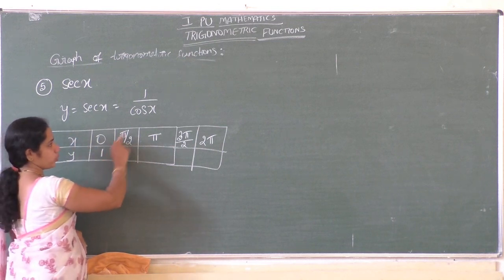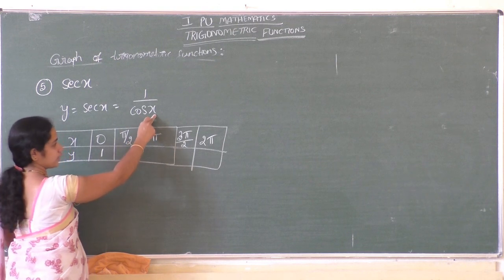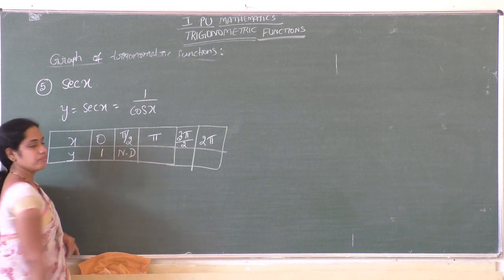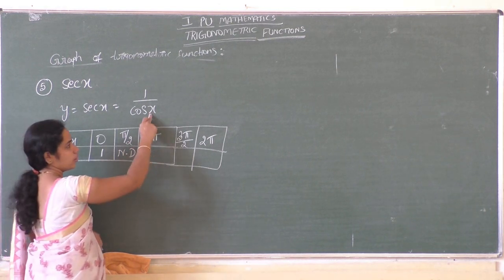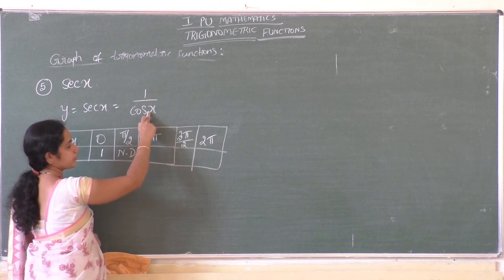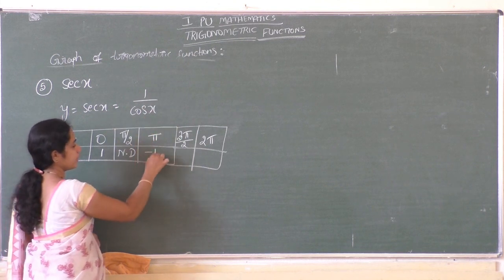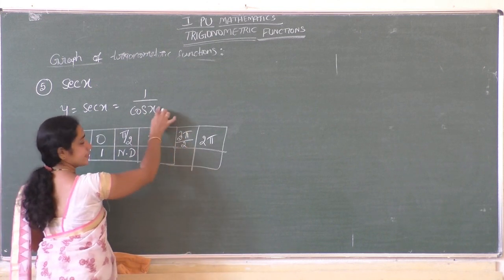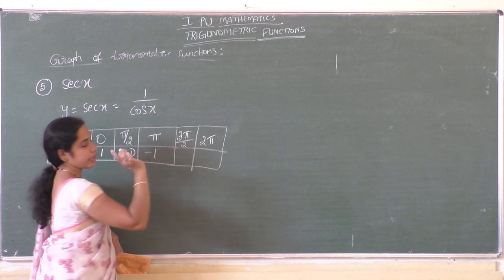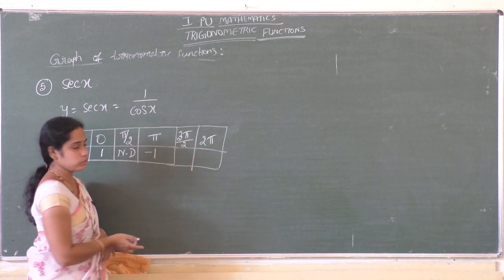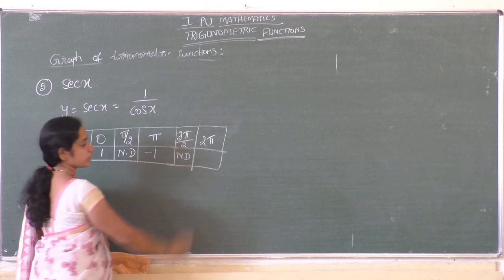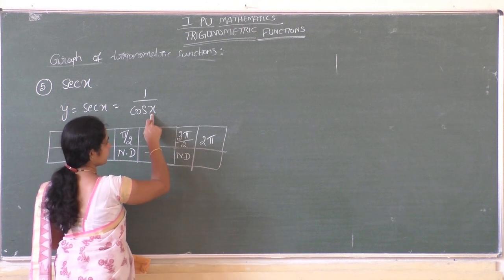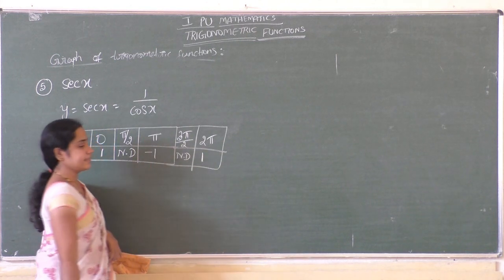If x is pi by 2, cos pi by 2 is 0, 1 by 0 is not defined. Cos pi is minus 1, 1 by minus 1 is minus 1, so secant pi is minus 1. Secant 3 pi by 2, again an odd multiple of pi by 2, cos is 0, so secant function is not defined. What about 2 pi? Cos 2 pi is 1, 1 by 1 is 1.